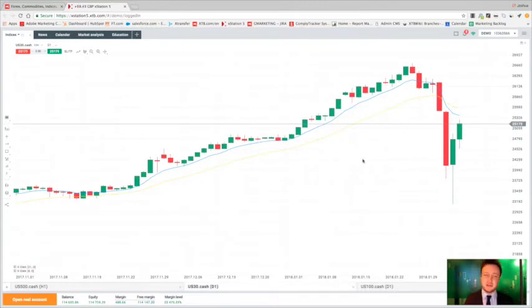Just to give you a comparison, the US 30 is based on the Dow Jones Industrial Average. So if people talk about the Dow, they're normally referring to the US 30, which is what our CFD is based on.